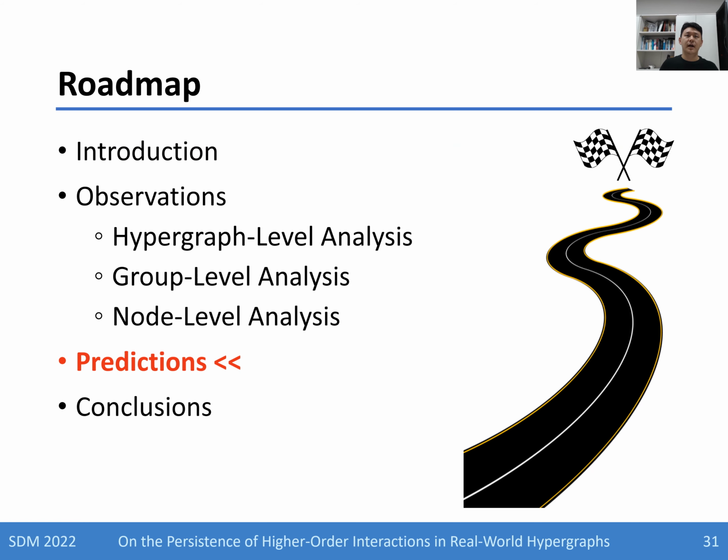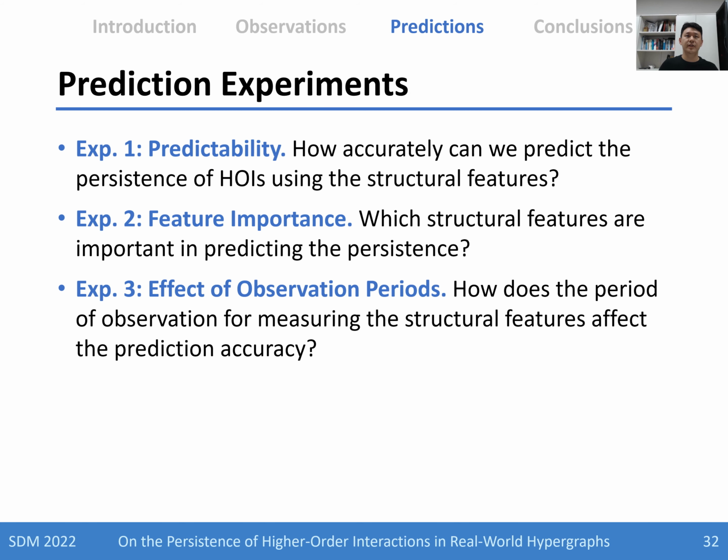From now on, I'm going to present how we assess the predictability of the future persistence of HOIs based on the structural features. We conducted 3 prediction experiments. First, predictability. How accurately can we predict the persistence of HOIs using the structural features? Second, feature importance. Which features are important in predicting the persistence? Third, effect of observation period. How does the period of observation affect the prediction accuracy?